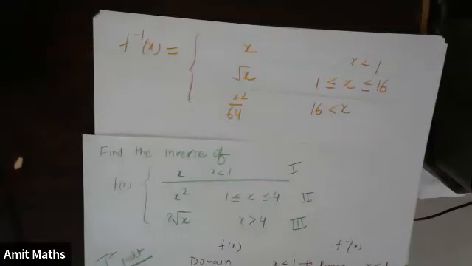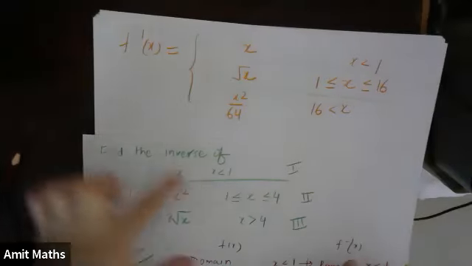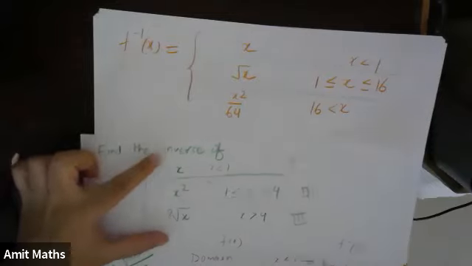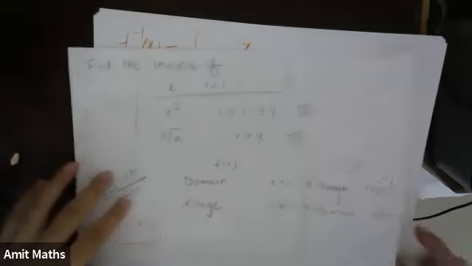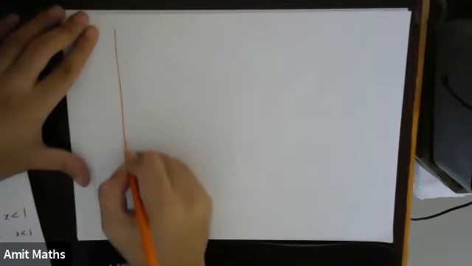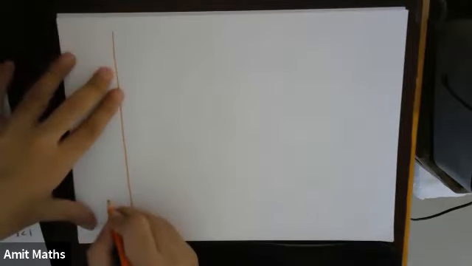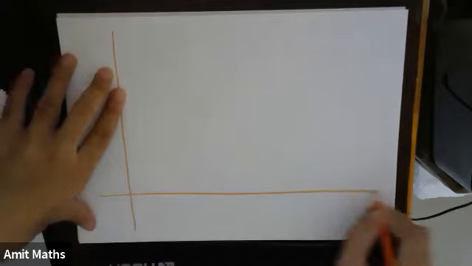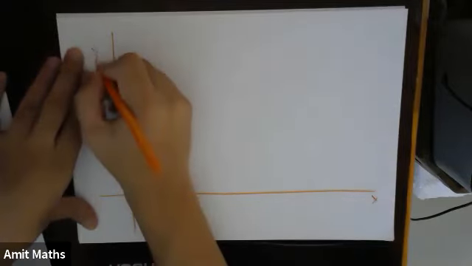Okay, let's find out. Let's try to draw the graph. First, we'll draw the graph of this particular part, the original function. The function is divided into three different parts of the domain. So I'll draw the x and y axes. This is the y axis, and suppose this is the x axis. This is x, this is y.